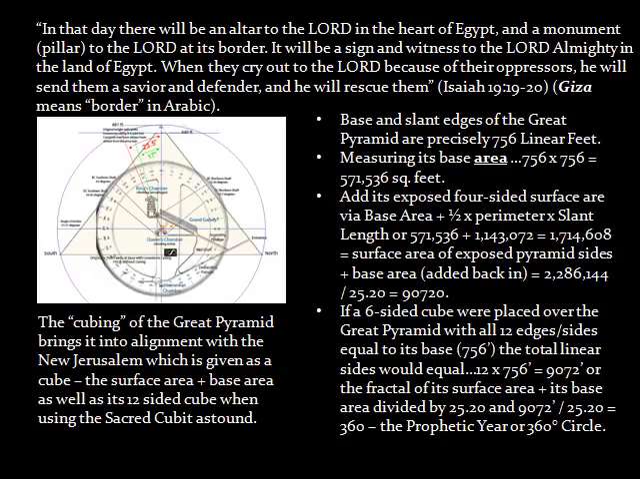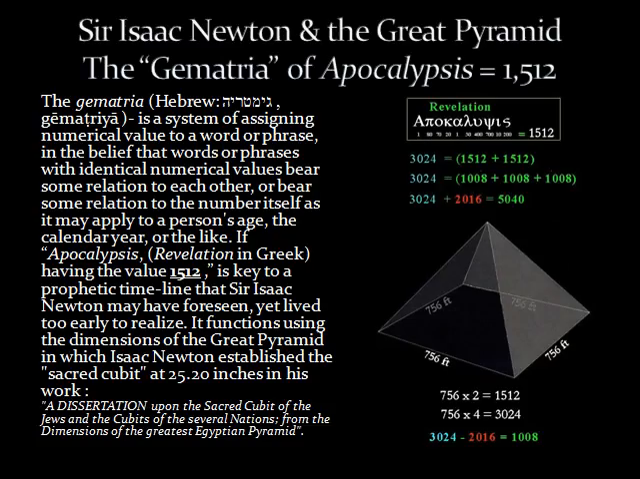or 360-degree circle. The cubing of the Great Pyramid brings it into alignment with the New Jerusalem, which is given as a cube. The surface area plus the base area, as well as its 12-sided cube when using the sacred cubit, truly astounds. Sir Isaac Newton and the Great Pyramid.